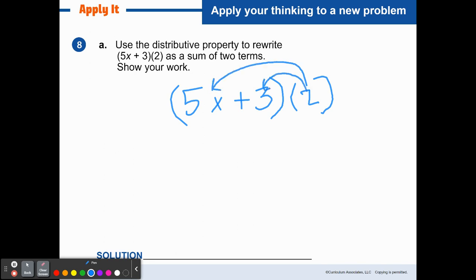All right, so 2 times 5x would be 10x, and then plus 2 times 3 would be 6. So now we have the sum of 2 terms. Sum, and we have 1 term and then 2 terms.